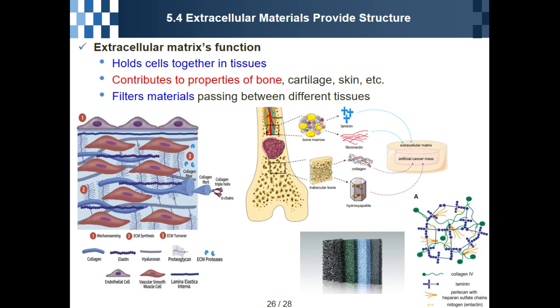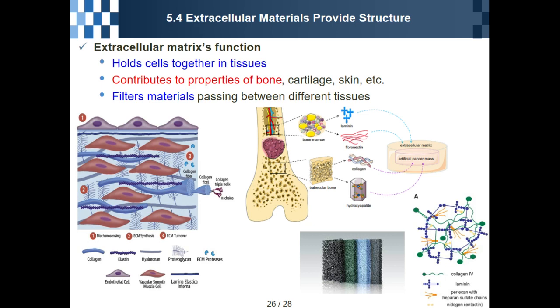And also our bone is mainly composed of extracellular matrix. For example, our bone is mainly composed of collagen and lots of hydrolysates. So a bone is composed of extracellular matrix, especially collagen. It contributes to the properties of bone and cartilage and skin and something like that.